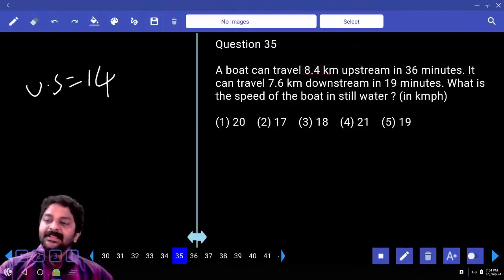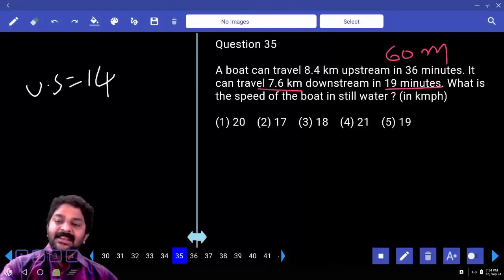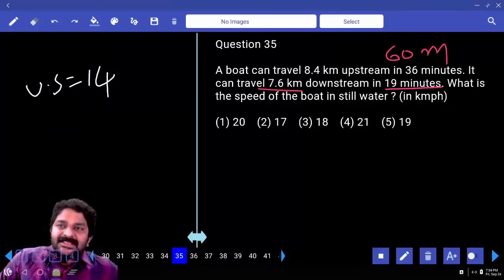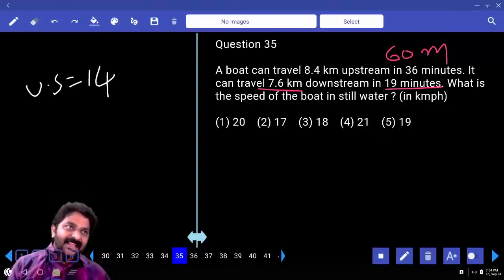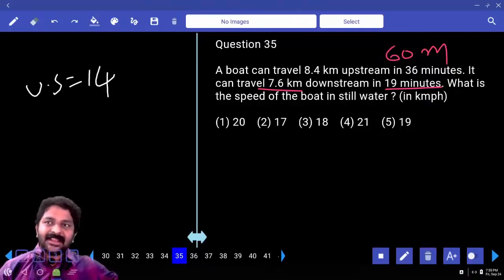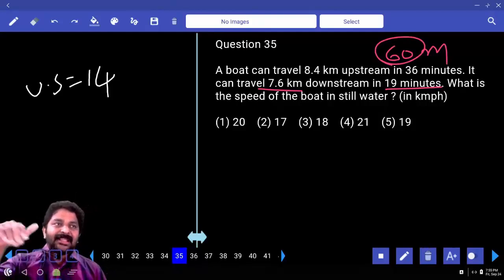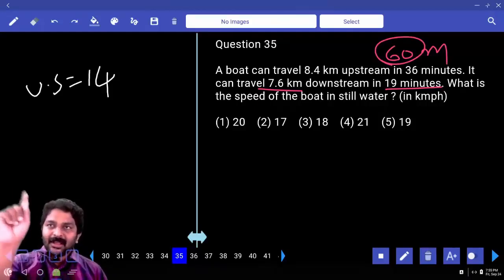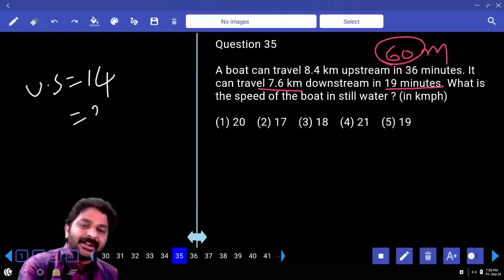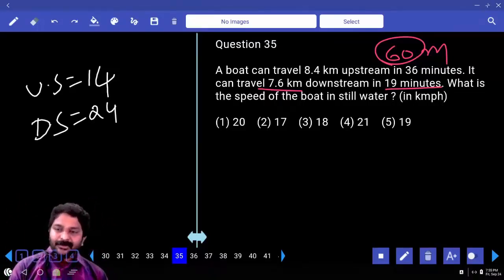Yes, next, 19 km downstream. Here also we need to get 60 minutes. 19 and 7.6. Forget about the decimal in 7.6, treat it as 76. 19 double is 38, double is 76. Identified the relation. What is double? 120. Again double, 240. Now you need to keep the decimal, that is equal to 24 only. Downstream is equal to 24. Upstream is equal to 14.